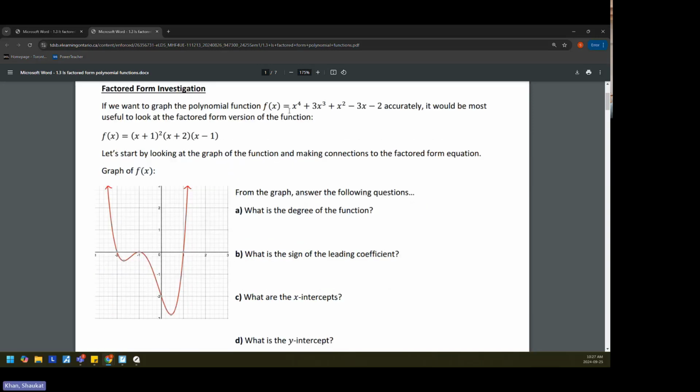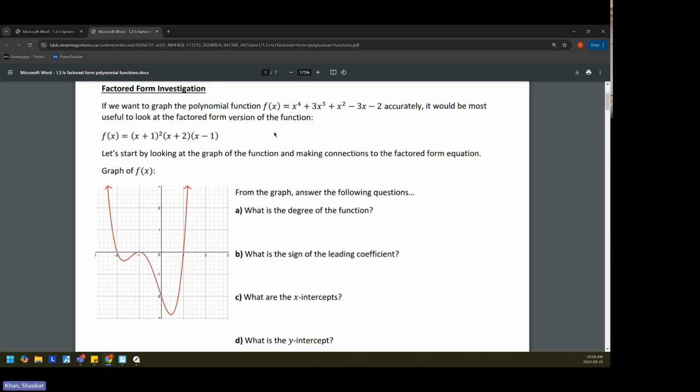So first we have a graph or a function that looks like x to the power 4 plus 3x cubed plus x squared minus 3x minus 2. And it would be useful to look at the factored form of this version. So we have to learn how to factor this. That's number one. Once you learn how to factor that, you have something like this.